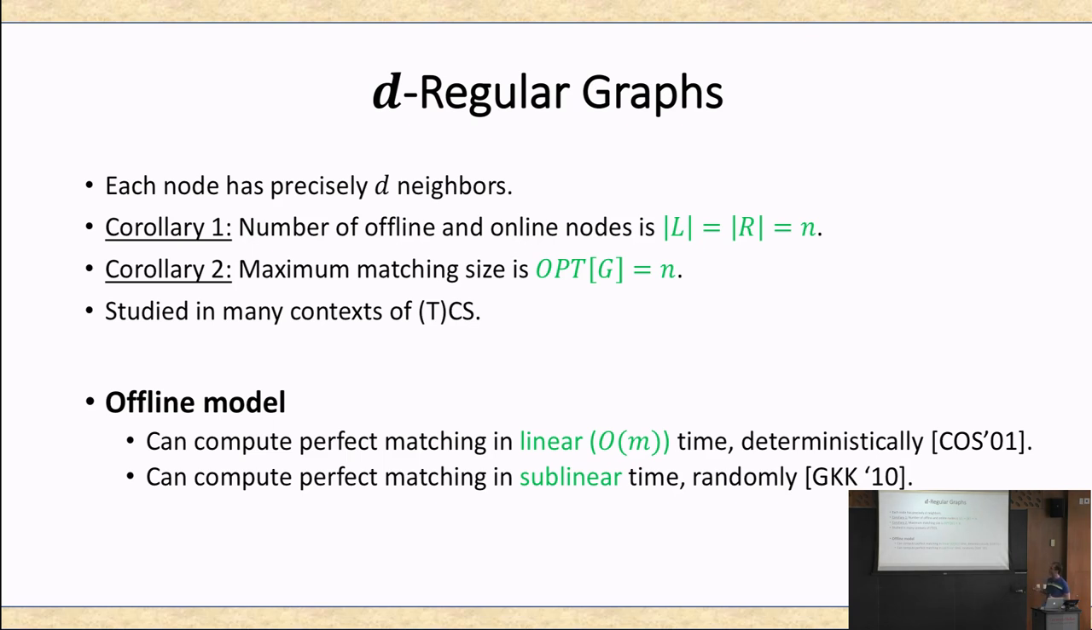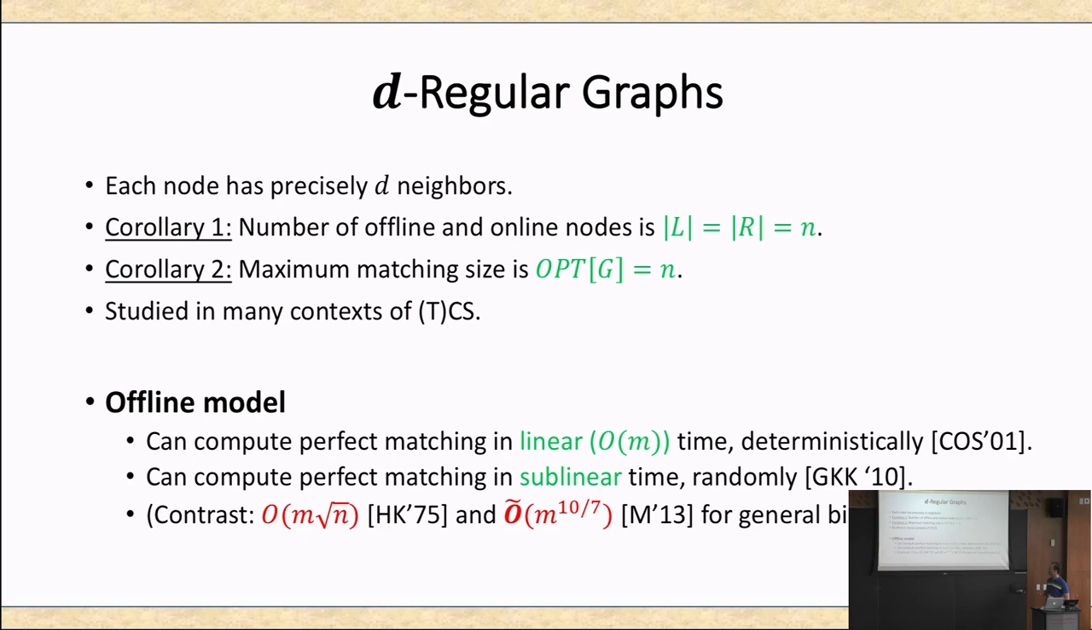A quick contrast with general graphs. Notice that the state-of-the-art maximum matching algorithms, Hopcroft and Karp from over 40 years ago and Madry's recent breakthrough, are both strictly slower than linear. All right, so this was a bit of a digression. Let's get back to the online model.